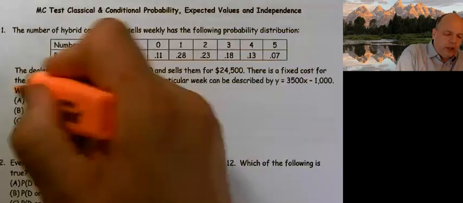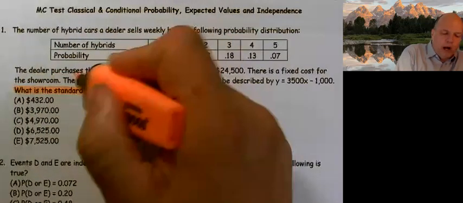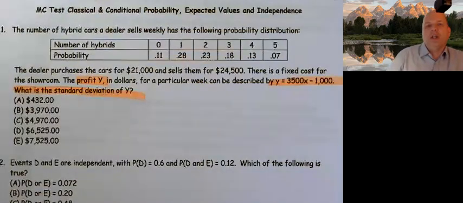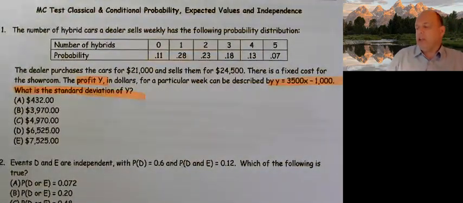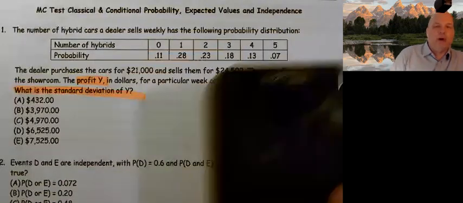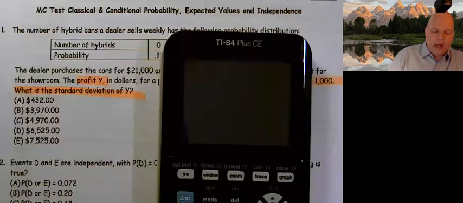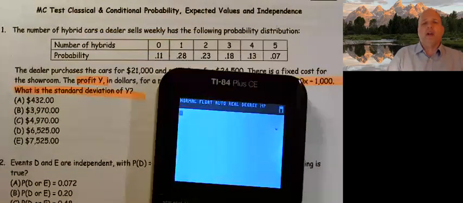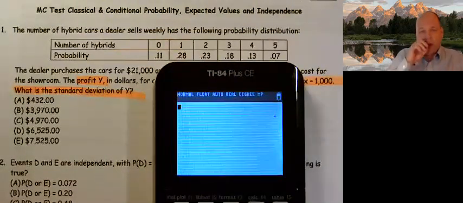So they're asking for the standard deviation of y, and they told us y happens to be the profit, but they're looking for standard deviation. Unfortunately, we don't have the standard deviation. We don't know how many cars we've sold. Since this is multiple choice, I don't need to show all my work. I just need to plug in.